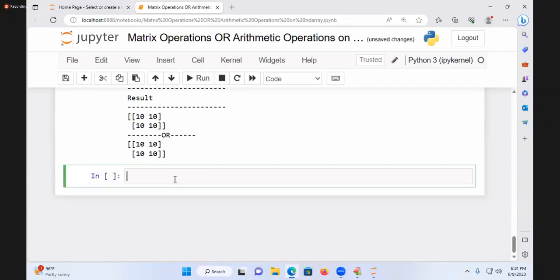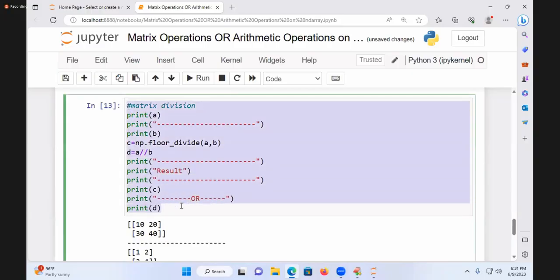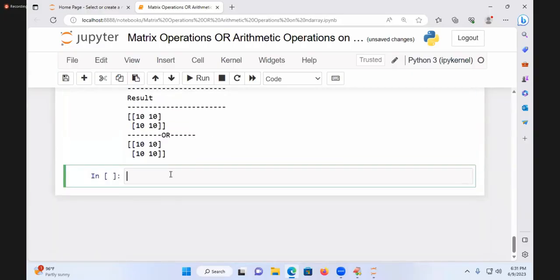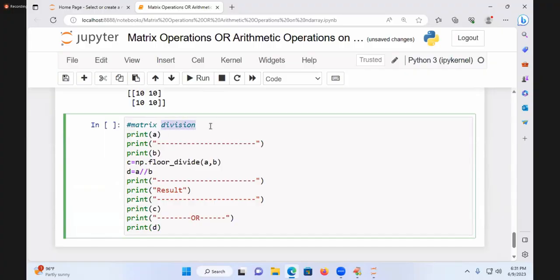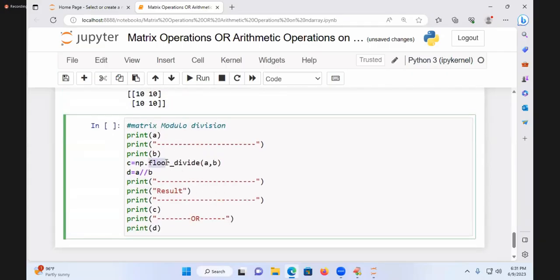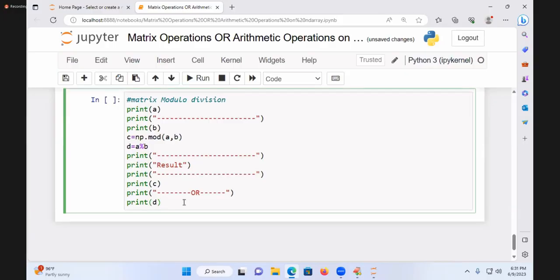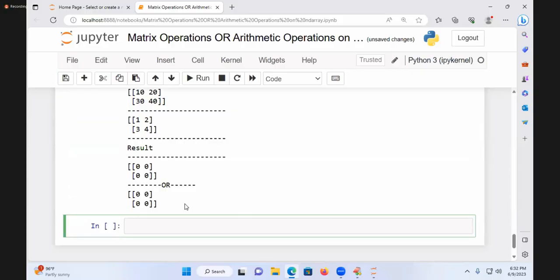Now I'll go for one more thing: modulus. Now I'm going to take up the matrix. What is this? Modulo division. What will I write now? MOD. What is the function name? MOD. Now I am writing here percent. See the things. What is the percentage? 10% is 1, 0. 20% is 2, 0. 30% is 3, 0. 40% is 4, also 0. So you are going to get 0, 0, 0.